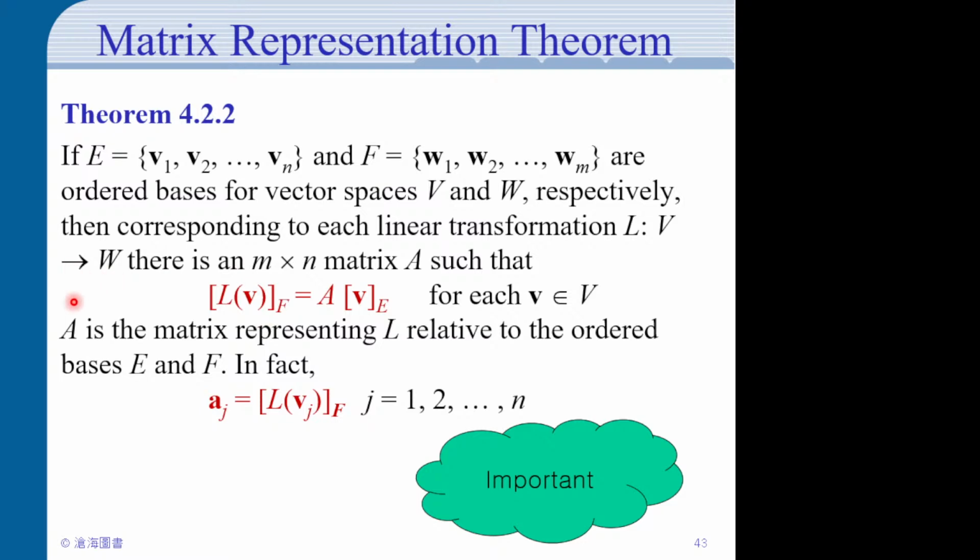And yeah, we call this A a matrix representation of L relative to the ordered bases E and F. So this A is a matrix, and it represents L. But the form of A depends on how you choose E and F, so it's relative to the bases E and F. Okay.